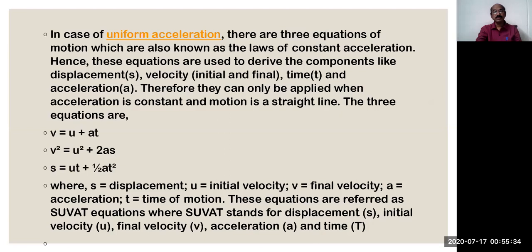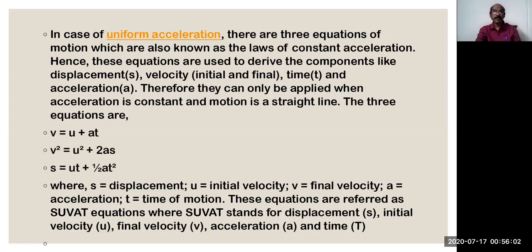And also another equation for displacement covered by the body. If we know the initial velocity u, time of journey t, and acceleration produced in the body a, then displacement covered by the body is found out by using the equation s equal to ut plus half at square.